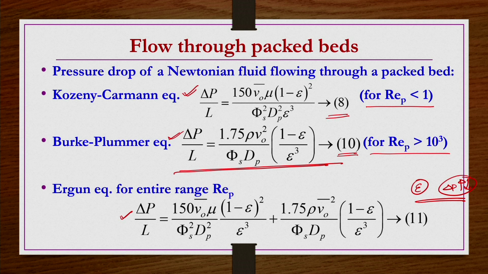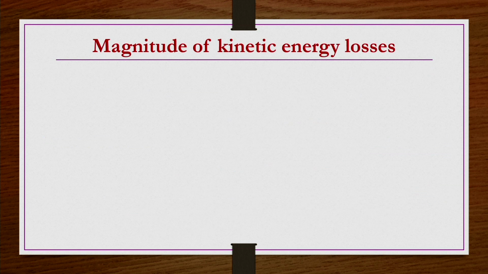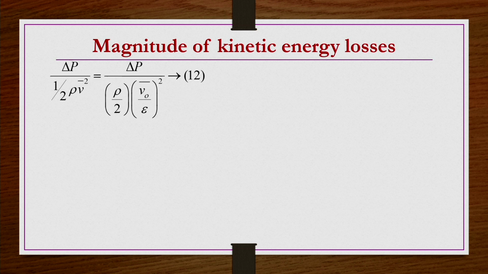If you want to find out the magnitude of the viscous losses contribution in this pressure drop, then the pressure drop should be divided by the viscous forces per unit area, and the equation that should be used is equation number 8, because equation number 8 talks about the contribution of the viscous losses in the pressure drop calculations for a Newtonian fluid flowing through a packed bed. Right. So, that is what we are going to do now. Let us start with the kinetic energy losses. Whatever the delta P is, we are dividing by half rho v square.